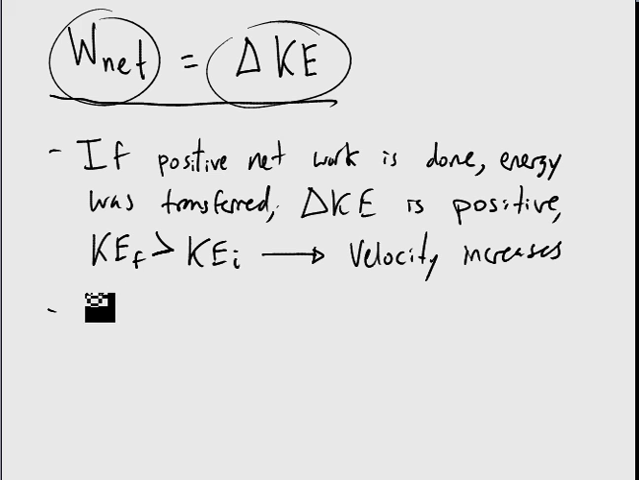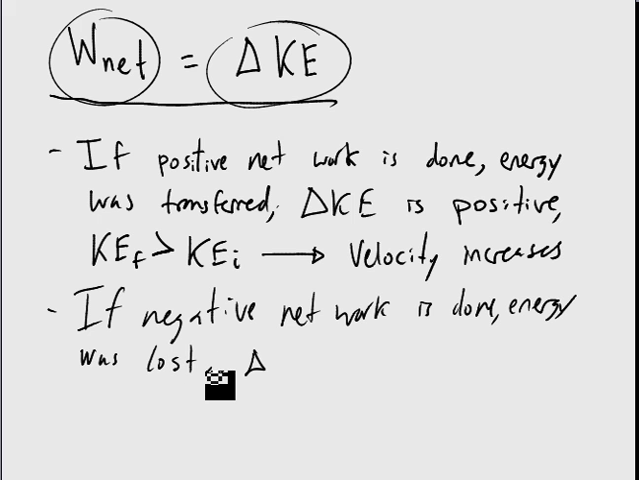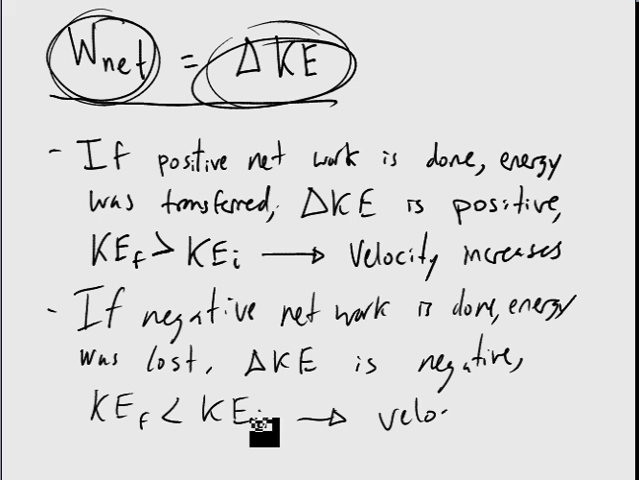Then the opposite is true if we have negative work. So if negative net work is done, energy was lost, which means that the change in kinetic energy, again from up here, if this is negative, then this must be negative. That means that the final kinetic energy is less than the initial kinetic energy, which means that the velocity decreased.